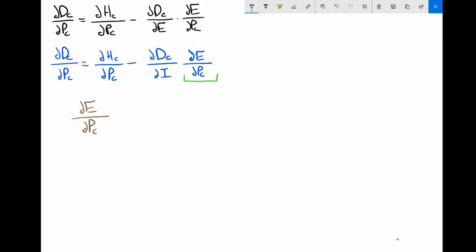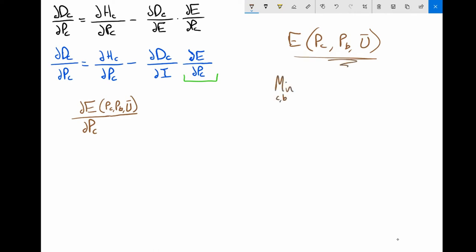What is this? All right, so remember, E is a function of PC, PB, and utility. When I say the derivative of E, what I really mean is the derivative of this optimized function. Now, remember where this came from. This came from an expenditure minimization problem. We chose coffee and bagels to minimize the expenditures subject to a utility constraint.